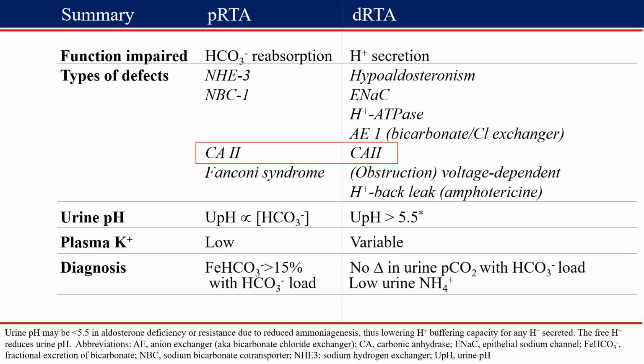The diagnosis of proximal RTA can be made with a fractional excretion of bicarbonate of 15% or greater following bicarbonate load. The diagnosis of distal RTA may be made by the lack of increase in urine CO2 after a bicarbonate load or by measuring 24-hour urine ammonium. Finally, in terms of treatment, patients with proximal RTA require a higher dose of bicarbonate supplement compared to those with distal RTA.